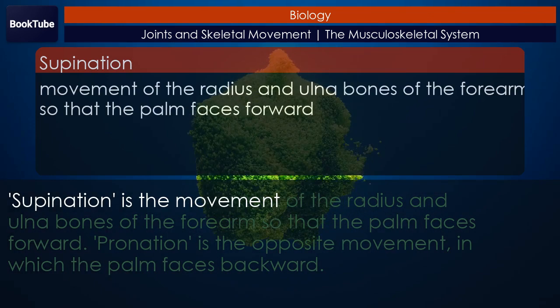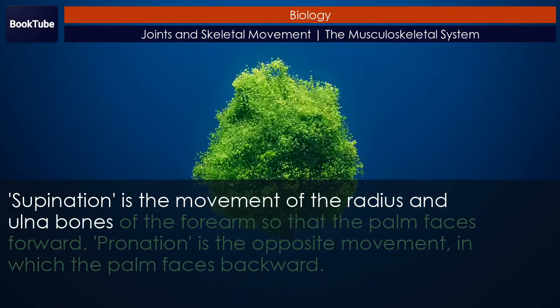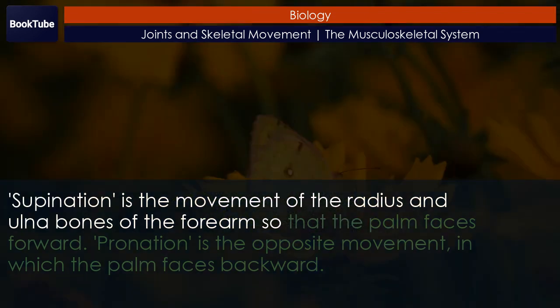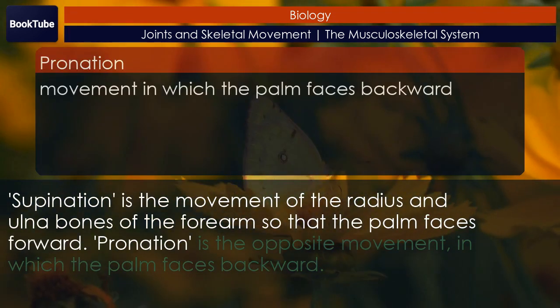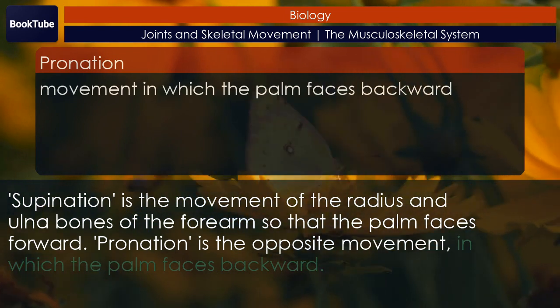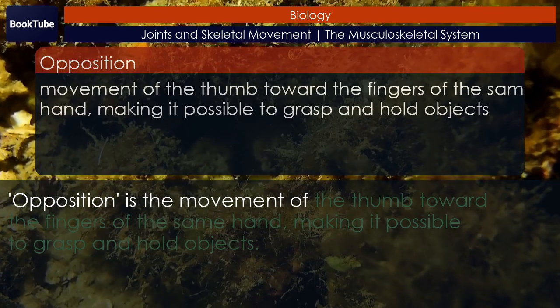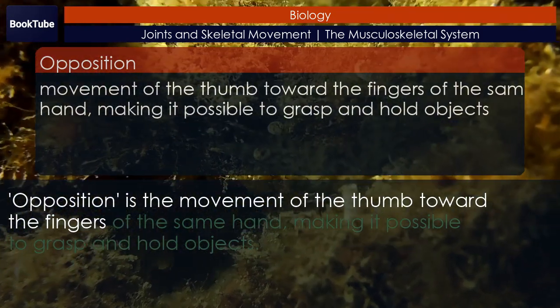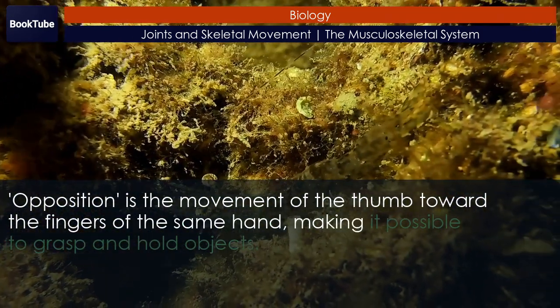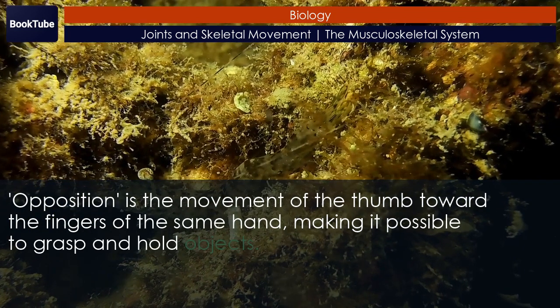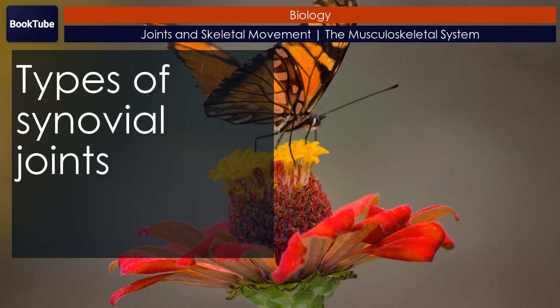Supination is the movement of the radius and ulna bones of the forearm so that the palm faces forward. Pronation is the opposite movement, in which the palm faces backward. Opposition is the movement of the thumb toward the fingers of the same hand, making it possible to grasp and hold objects. Types of synovial joints.